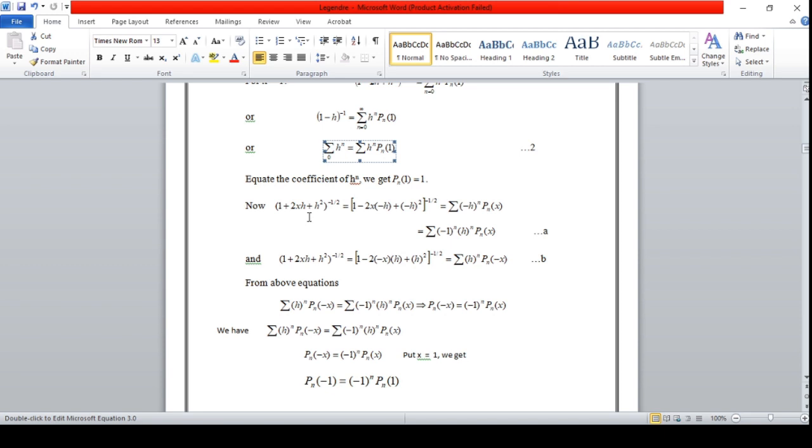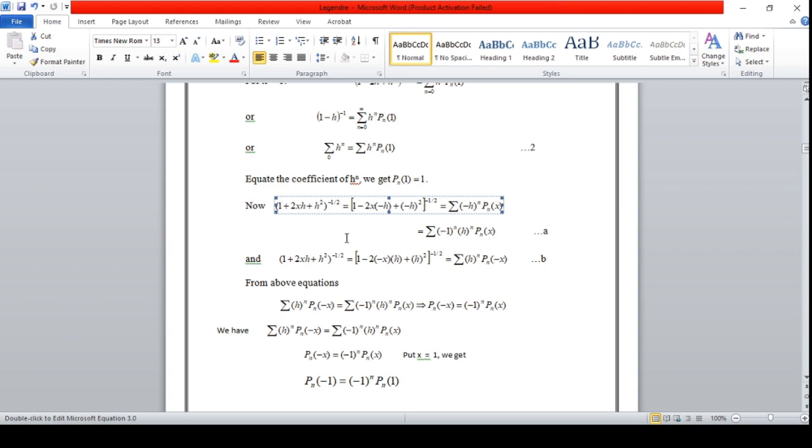Here h is taken in negative terms, and we get this summation: the summation of minus 1 raised to the power n, h raised to the power n, P_n(x). This is one part. Again, the same: (1 plus 2xh plus h squared) raised to the power minus 1 by 2 is equal to, here we take negative x, so 1 minus 2xh plus h squared, and therefore the summation is this.